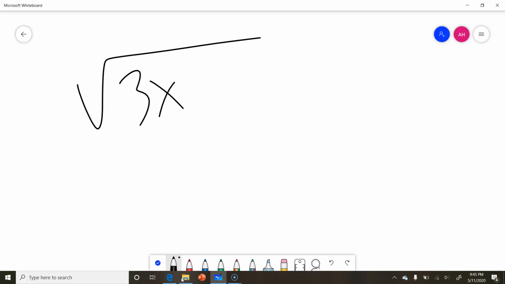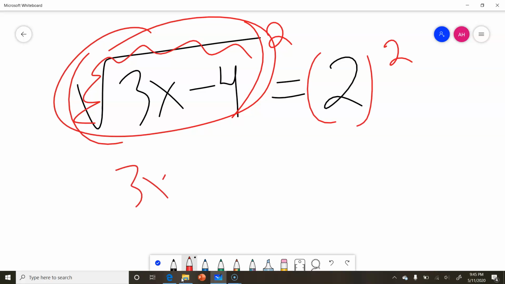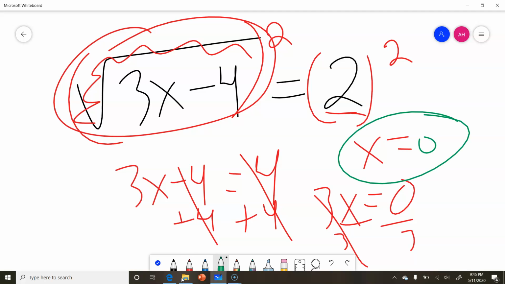Now if you have one that looks like this, you have the square root of 3x minus 4 equals 2. Remember, the first step is we're trying to solve for x, but we have this radical in the way, so I get rid of it by squaring it and squaring this side, and I'm left with 3x minus 4 equals 2 squared, which is 4. And then I add 4, the 4's cancel. I'm left with 3x equals 8. Divide by 3, and I get x equals 8 thirds. So there is my final answer.